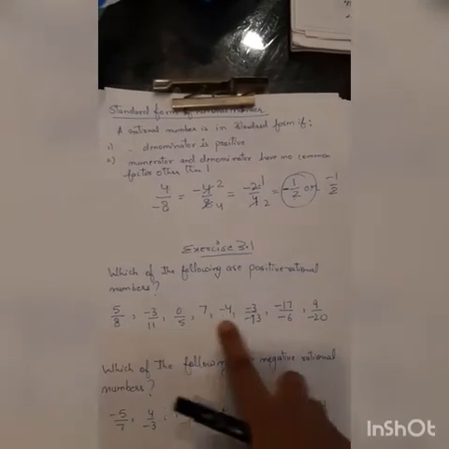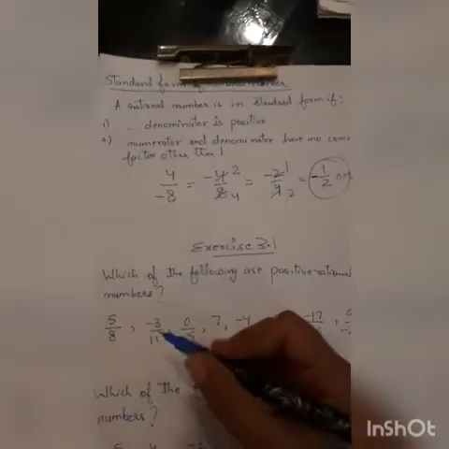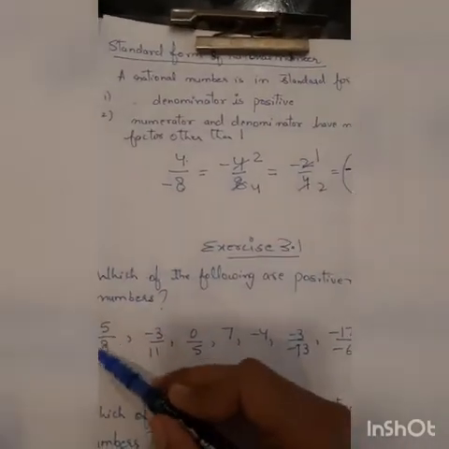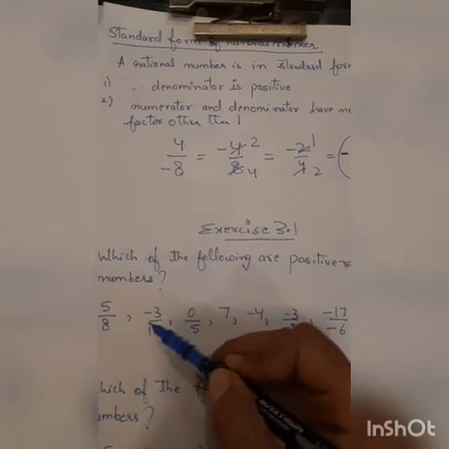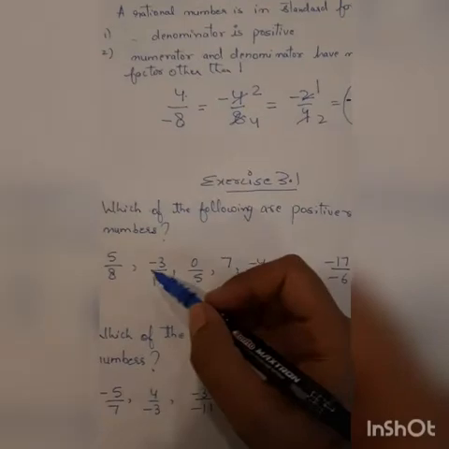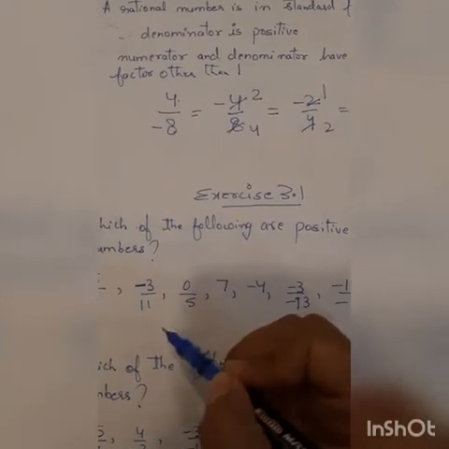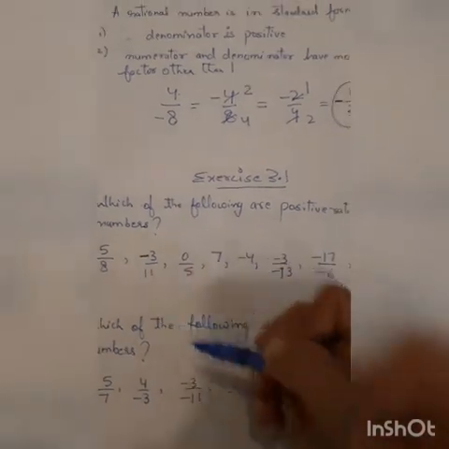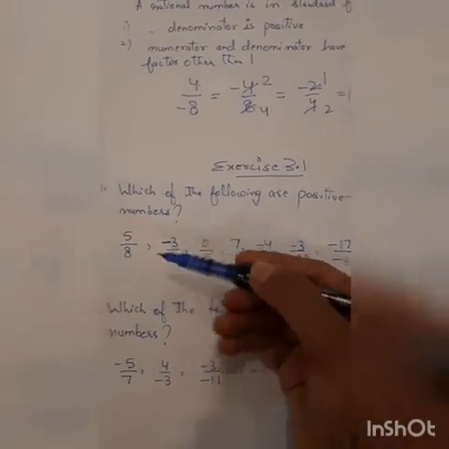Now all are rational numbers. First thing, we have to see what is positive. If both numerator and denominator are positive, then it is positive. See, in this, both numerator and denominator do not have the same sign. Now see here, the numerator has a minus sign. So this is a negative rational number. It is not a positive rational number. In this, both the positive signs are there.